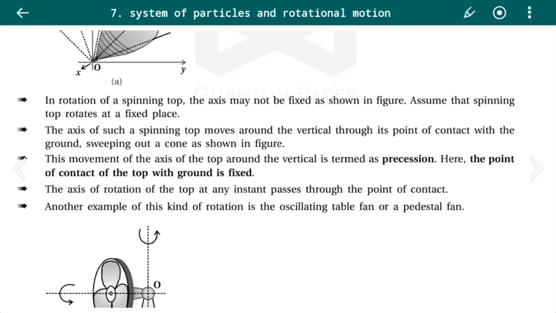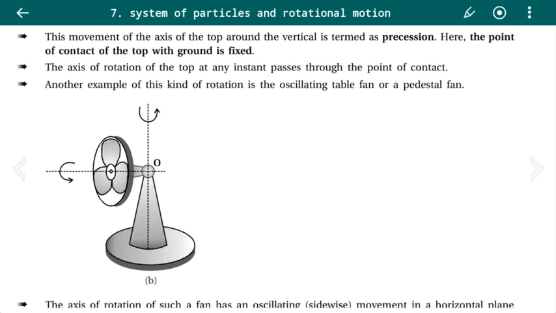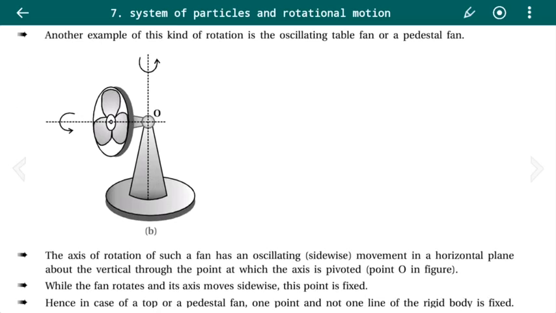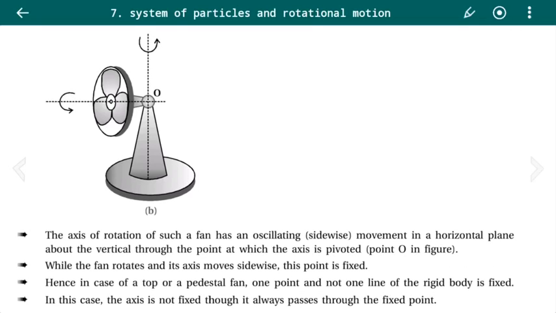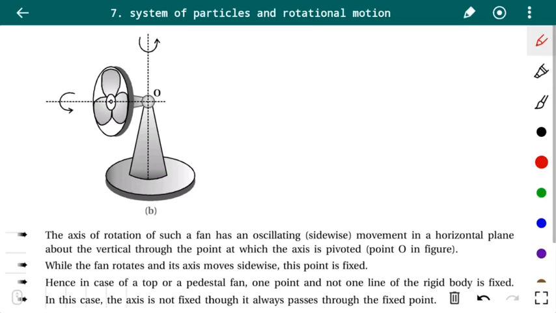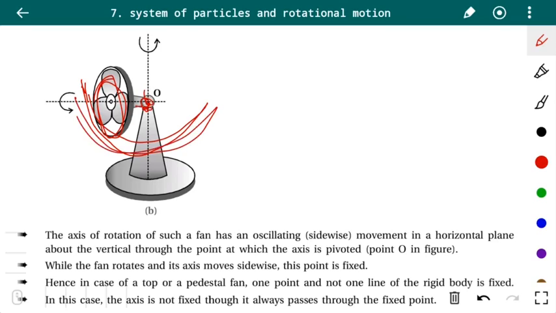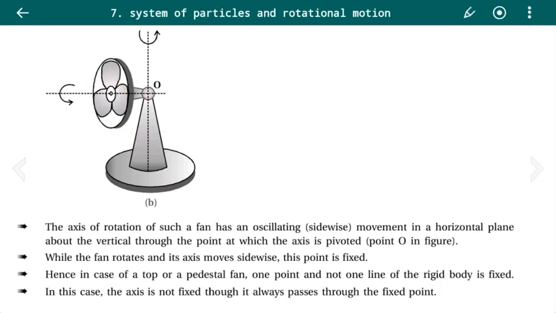Another example of this kind of rotation is the oscillating table fan or a pedestal fan. The axis of rotation of such a fan has an oscillating movement in a horizontal plane. That is, this fan moves in a horizontal plane, oscillating from one position to another and coming again to the original position. So it is oscillating about the vertical through the point at which the axis is pivoted. This is the pivot point, which is fixed, and about this fixed point the fan oscillates.